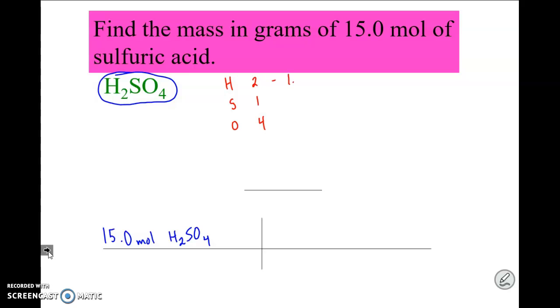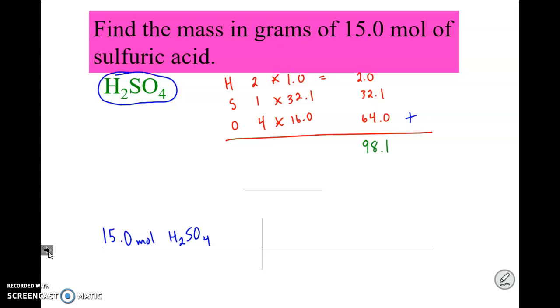The mass of hydrogen is 1.0. Mass of sulfur, 32.1. Mass of oxygen, 16.0. When you multiply these, 2.0, 32.1, 64.0, and we're going to add these together to get our molar mass. The molar mass here is 98.1 grams of H2SO4 per 1 mole.